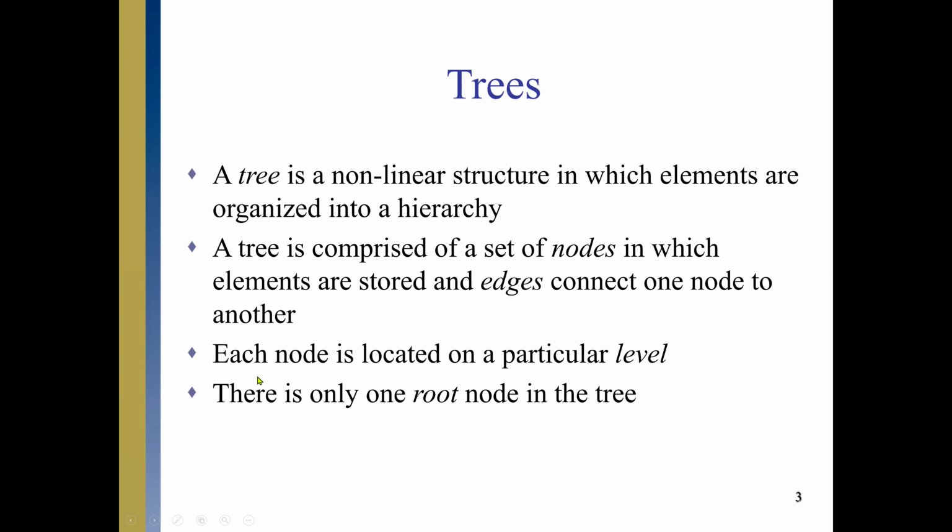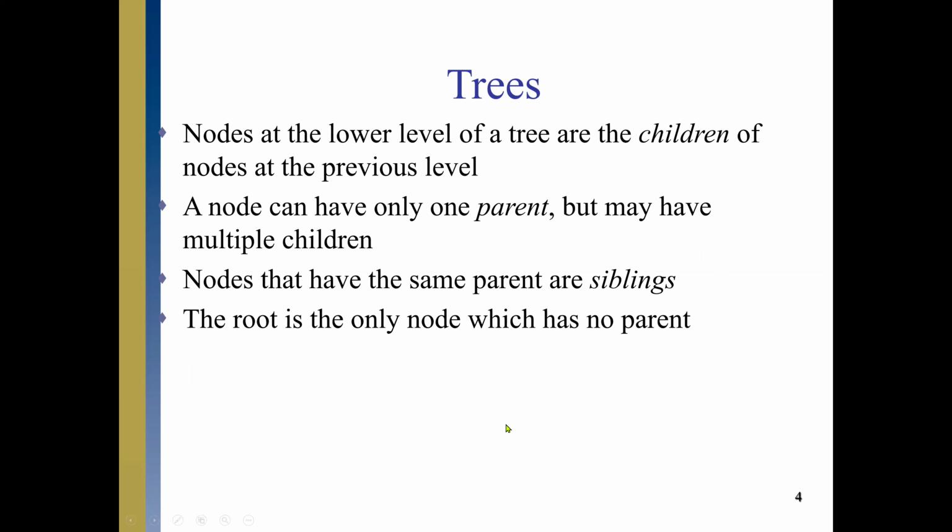Here we say each node is located on a particular level, and there's only one root node in the tree. Also, nodes at the lower level of a tree are the children of nodes at the previous level. A node can have only one parent, but may have many children. Nodes that have the same parent, that means they will be on the same level, are called siblings. The root is the only node which has no parent, because that's the start of the tree.